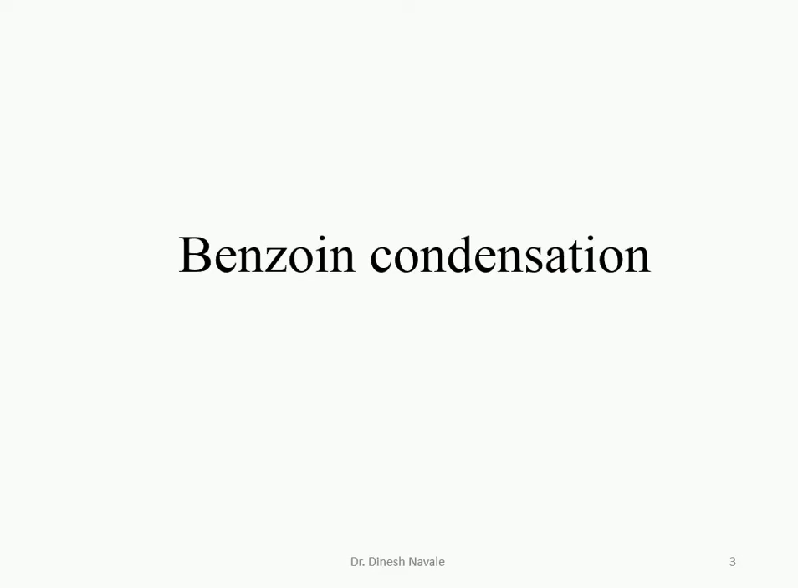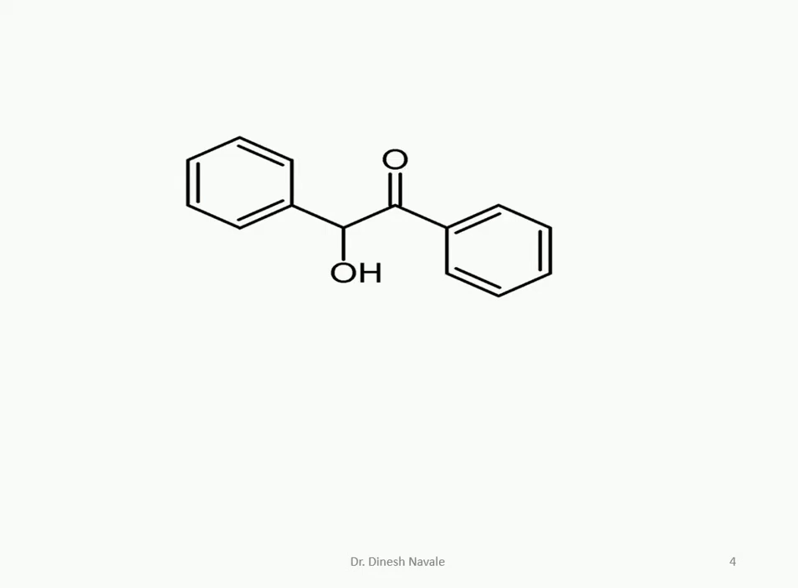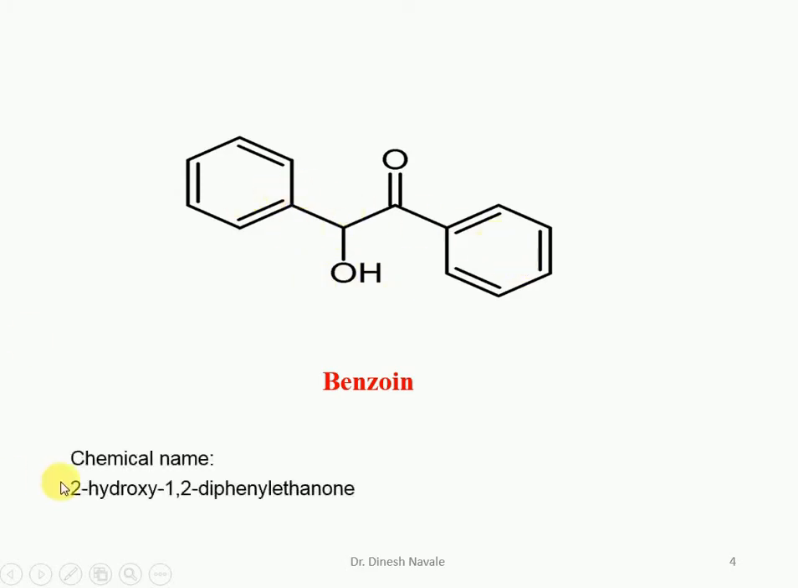Come toward the first reaction. What is benzoin condensation? So this is the molecule which is called benzoin, having the structure of a hydroxy group at the alpha position and two benzene rings. So this is the benzoin structure, having the chemical name 2-hydroxy-1,2-diphenyl ethanone.